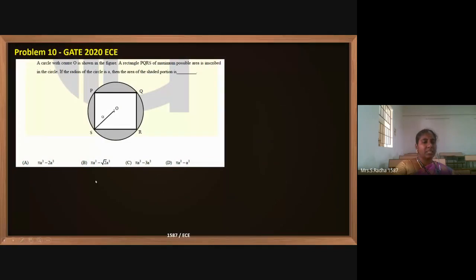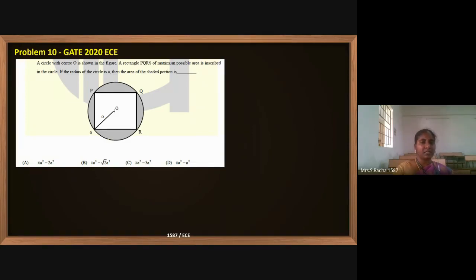A circle with center O is shown in the diagram. A rectangle PQRS of maximum possible area is inscribed inside the circle. If the radius of the circle is A, then the area of the shaded portion.